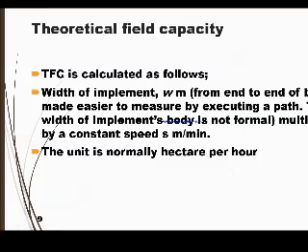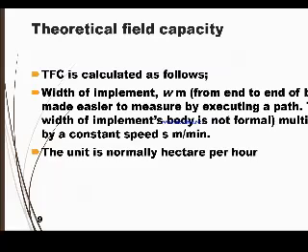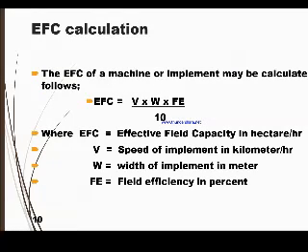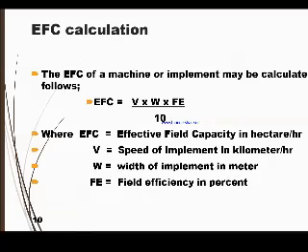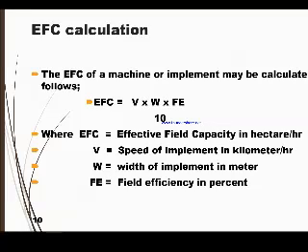Alright. Theoretical field capacity is calculated as follows. W is the width. This explains the formula as before. Okay, I'll go through. Next is EFC, the effective field capacity, which is the machine or implement efficiency that can be calculated from the following formula. V times W, where V stands for speed, W for width, and FE is the efficiency of the particular machine or implement over time. Right.